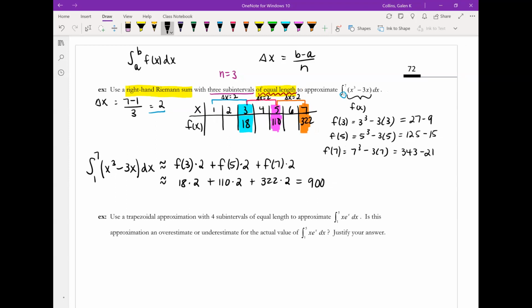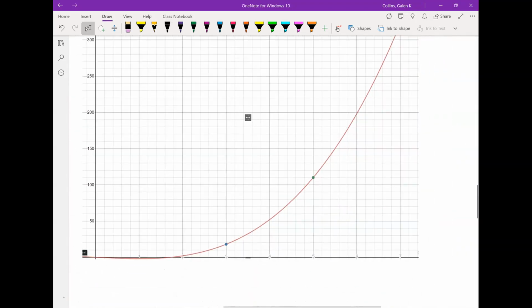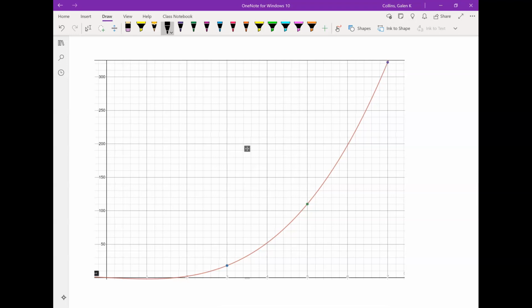So real fast, out to the side, I went ahead and graphed this in Desmos because I think it's easier to make the table for the sum when we understand what the graph looks like. So this is our graph, f of x equals x cubed minus 3x. To visualize the rectangles, we said first of all, from 1 to 7, we were going to break this up into 3 subintervals of equal length. So I can see that we've broken this up into 3 subintervals that are 2 units wide.